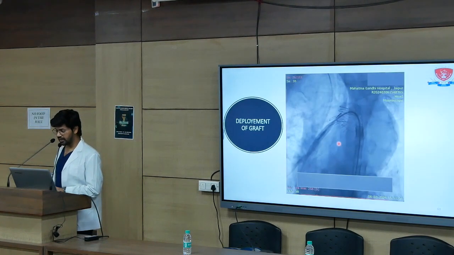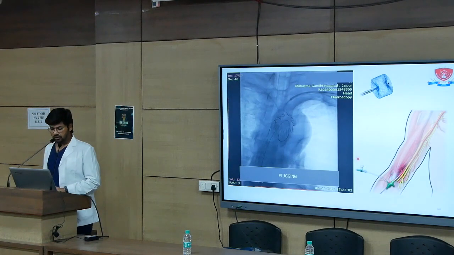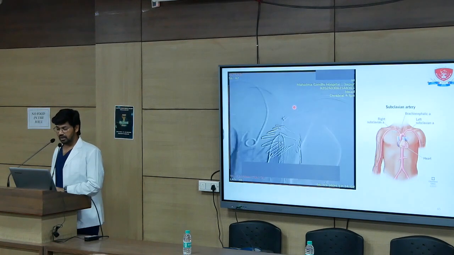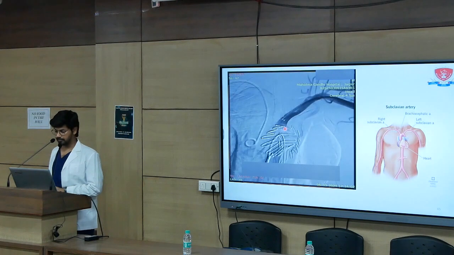Now we are deploying and releasing the stent graft in the true lumen. Through the left brachial artery access, we have cannulated the left brachial artery and brought the sheath to the desired position and plugged it. And took the shoot which shows no flow from the left subclavian artery into the aorta, that is, there is no endoleak. So here we can see and confirm that there is no endoleak.